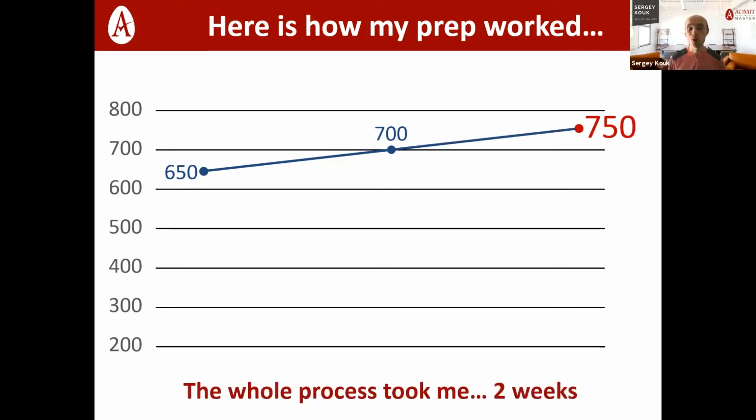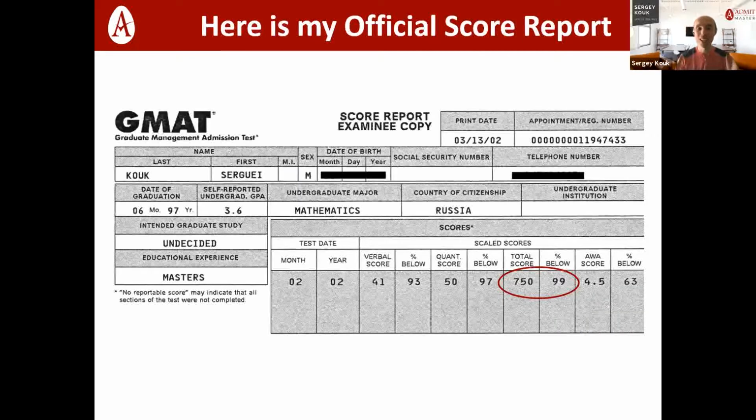And now the whole process from start to finish, from the first time I opened MBA.com to me actually getting the 750 score, took me 2 weeks. And just in case you're wondering, just to show you that everything's legit, this is my score report. I'm not showing this to impress you. It impresses me. I think that's really cool that I was able to do that in just 2 weeks of preparation. Here's my total score, 750, which is the top 1%.